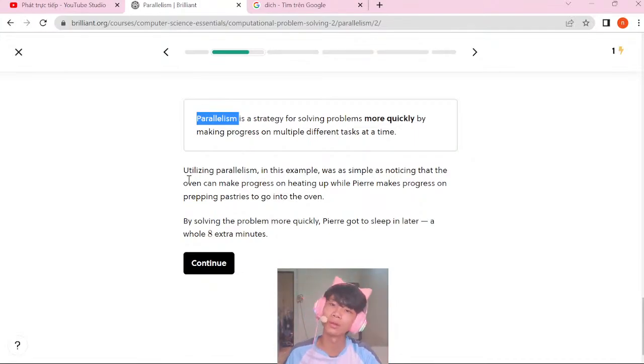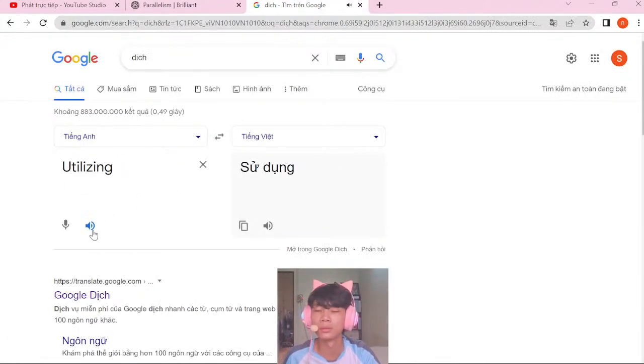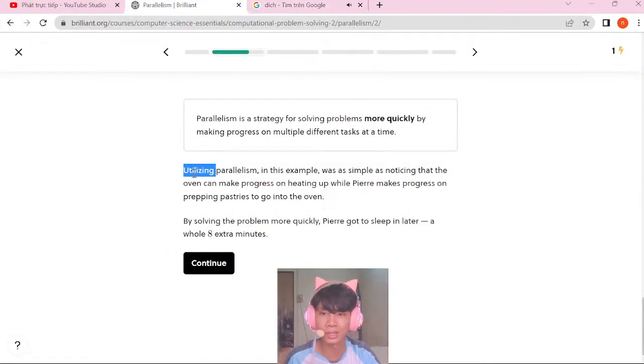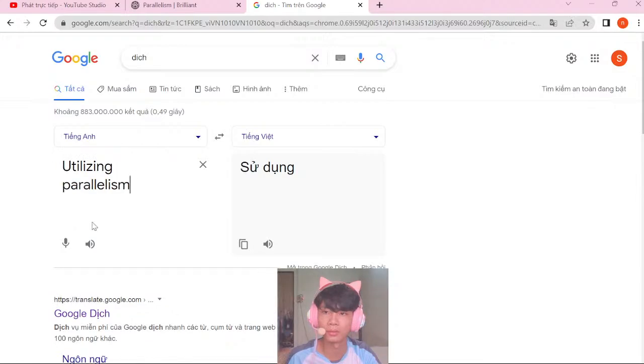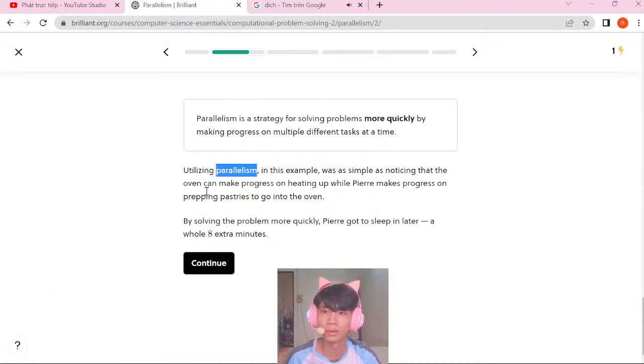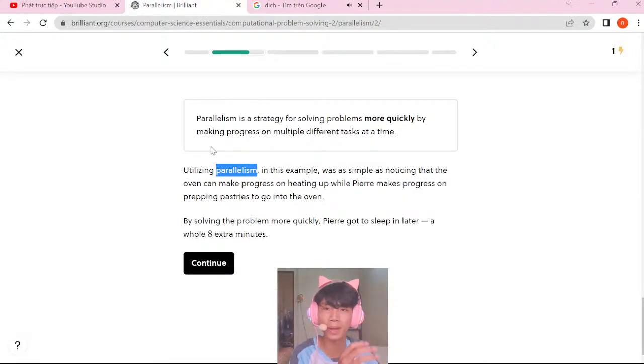Utilizing parallelism. Utilizing parallelism in this example was as simple as noticing that the oven can make progress on heating up while... so this is the problem. Parallelism.